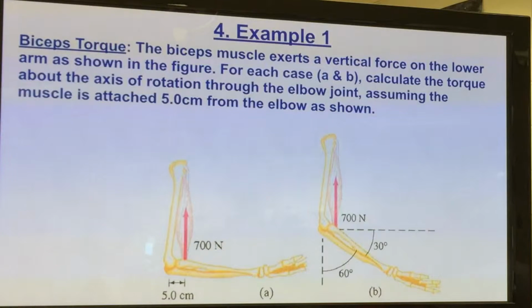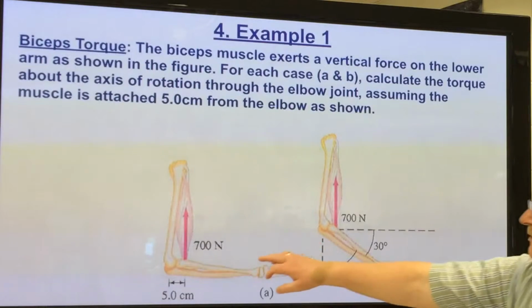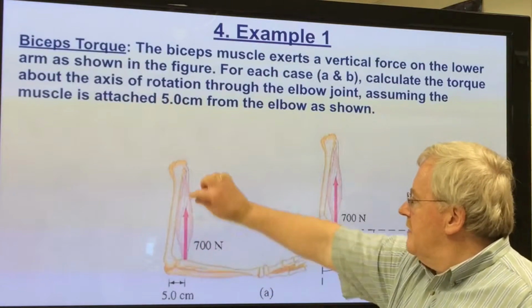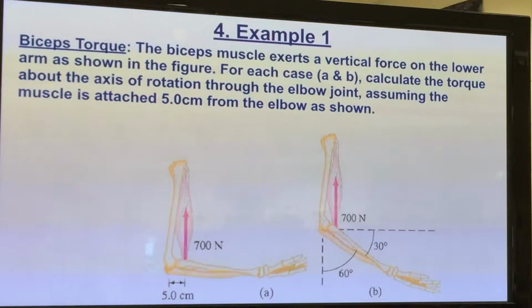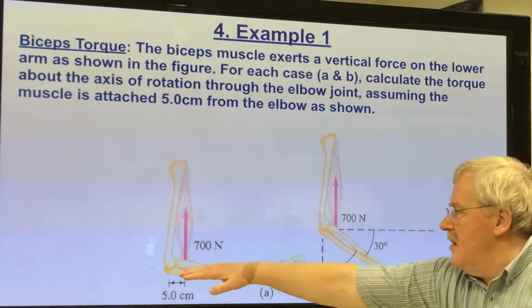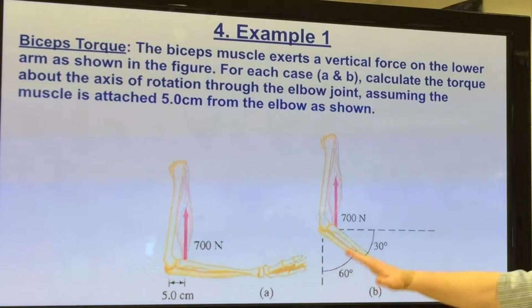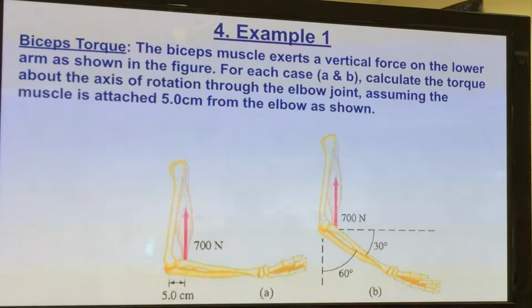Okay, so now we're going to look at an example, in this case a biological example. The biceps muscle exerts a force, vertical, on the lower arm as shown here. Right? Here's the lower arm, here's the biceps muscle. For each case, in this case it's at 90 degrees, in this case it's 30 degrees below 90. Calculate the torque about the axis of rotation through the elbow joint, assuming the muscle is attached 5 centimeters from the elbow, as it's shown here.